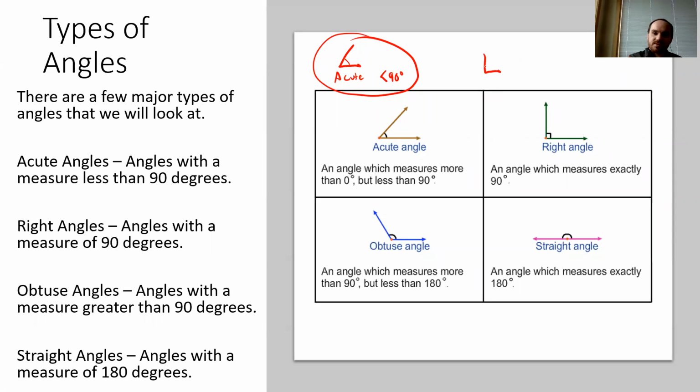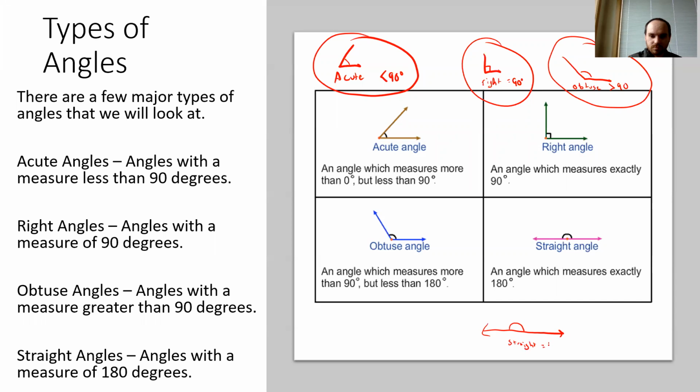So for a right angle, you could do this and say right, I can spell, equals 90. That's really all you need. Obtuse. Greater than 90. And then straight. Equals 180. This would work just fine for your notes, the things that I drew in red. Any questions about these?